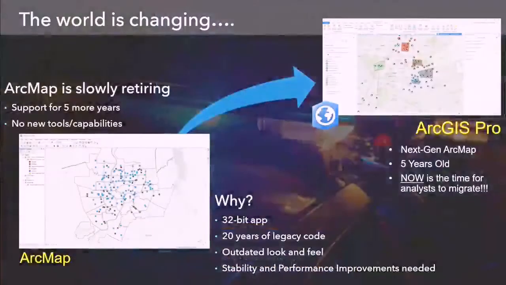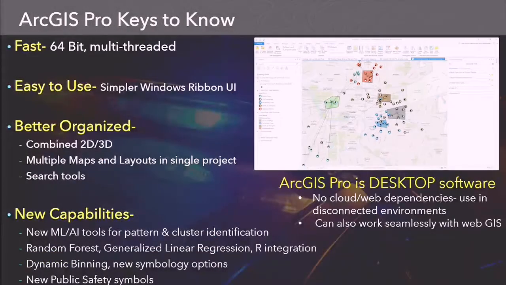That is our next generation desktop GIS software, and that's where all of the new capabilities are going to live for desktop GIS analysis. There's a couple reasons why you're going to care about ArcGIS Pro. First, it's a 64-bit app and it's multi-threaded. What does that mean in practice? Well, it means it doesn't hang up on you as much. And you can run a tool and then keep working in the map doing other things while a tool runs in the background. You're going to see a significant increase in performance.